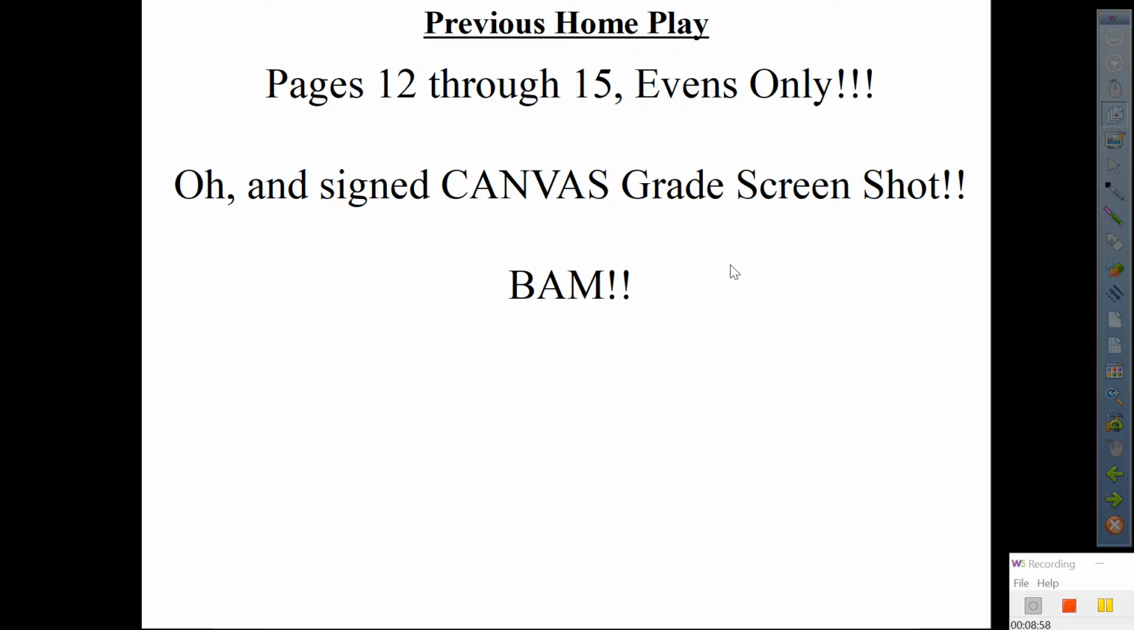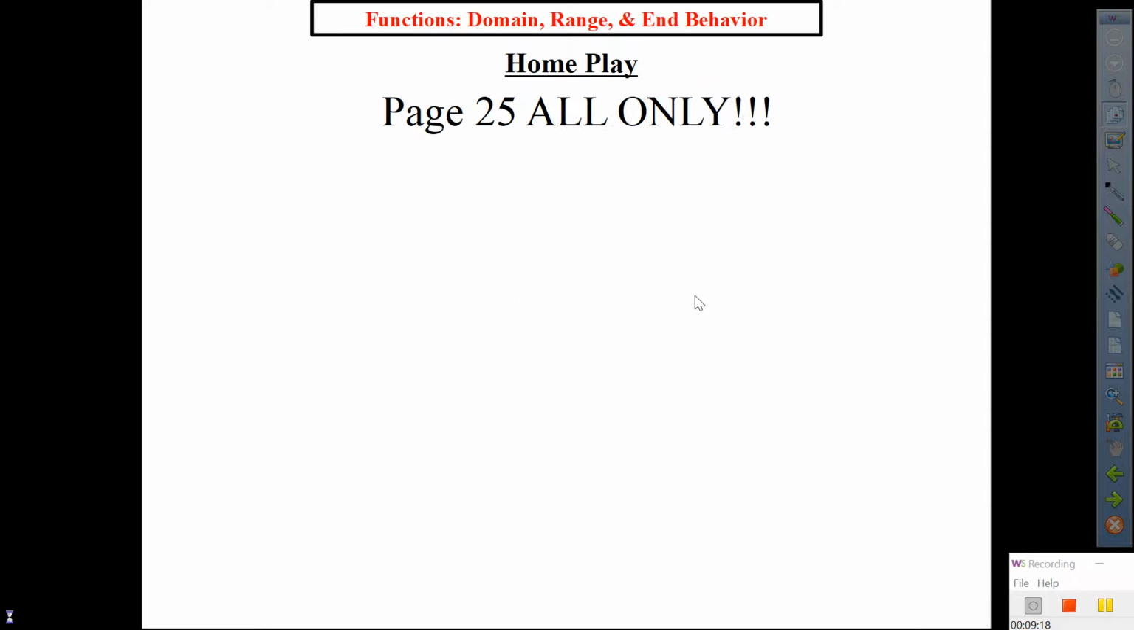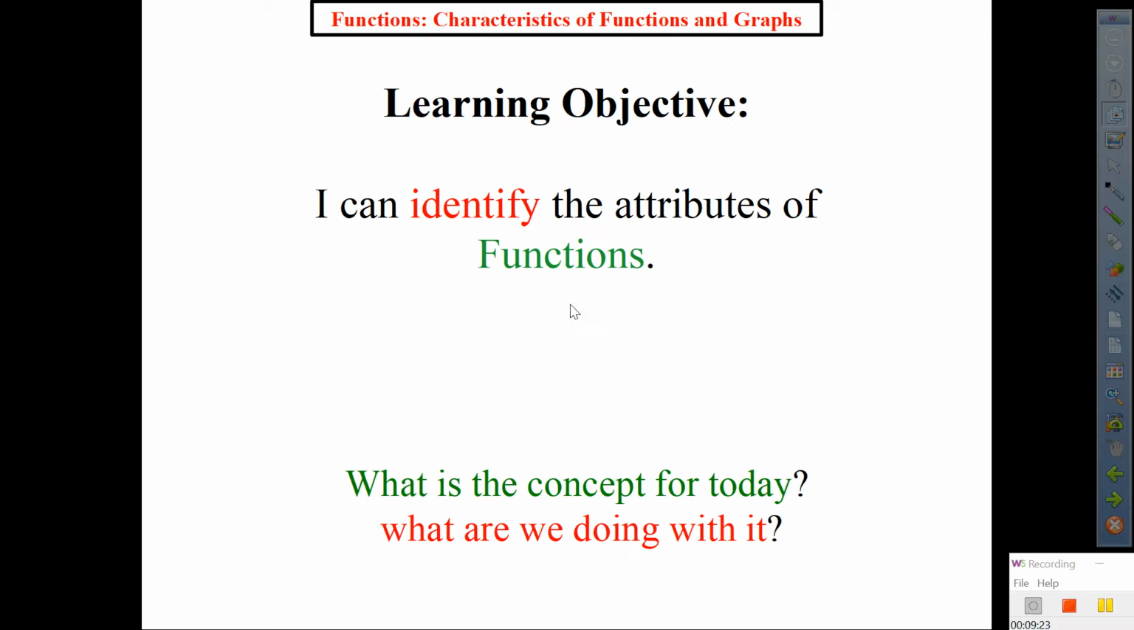And last night's home play, we said it was pages 12 through 15 evens only. And look at the note that I wrote for myself: oh, and signed Canvas grade screenshot, yes? So at this moment, you guys that are part of my class, go to Canvas and turn those 2 in, your home play and your signed screenshot. And then, once again, reminder, tonight's home play is page 25. Then we're going to get started. Get your Cornell notes. You don't need a Frayer model.